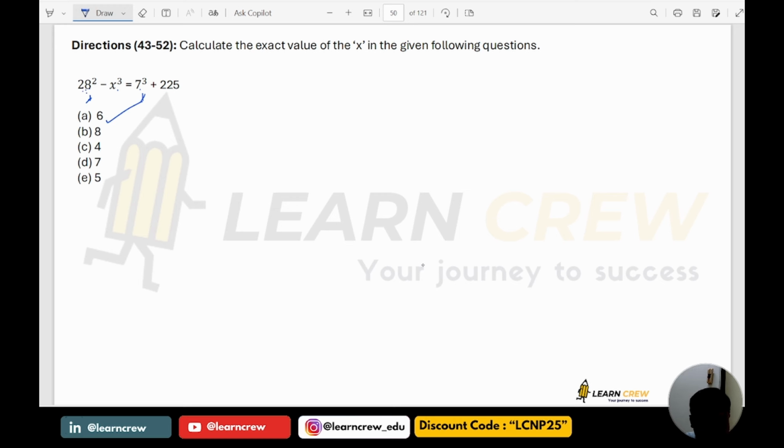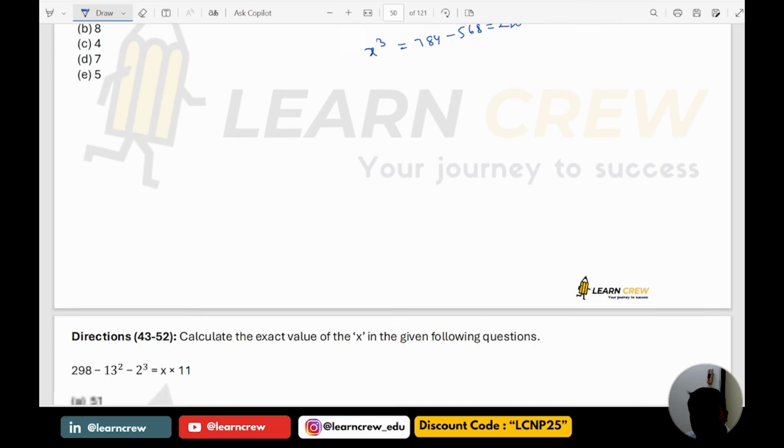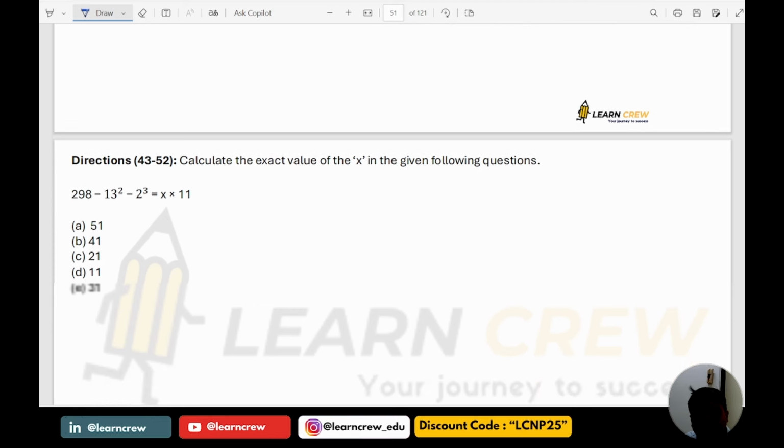Answer is 6. Option A is correct, satisfying the digital sum. If you want to do the regular procedure, 28 square is 784 minus x cube is equal to 343 plus 225, which is 568. So x cube would be 784 minus 568, which is 216. From this you can say x is 6. Just with the help of digital sum I can find it without doing all those things.